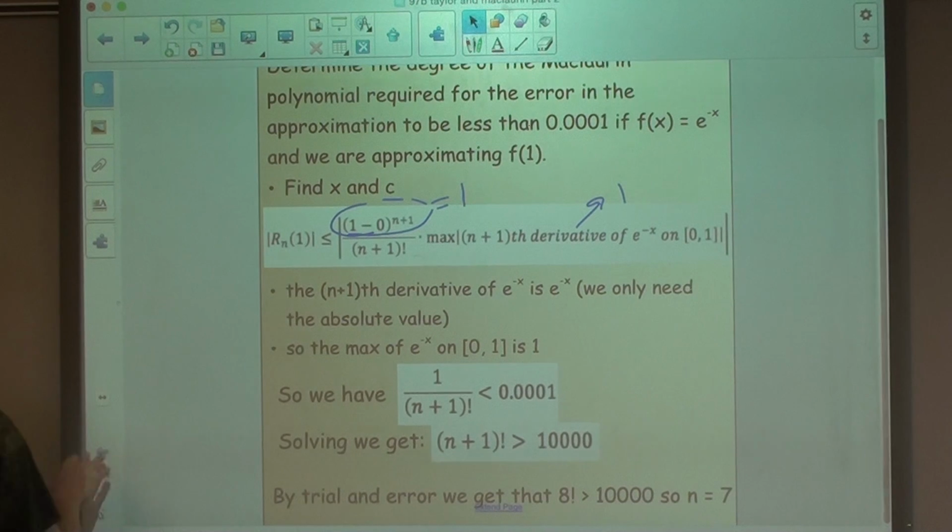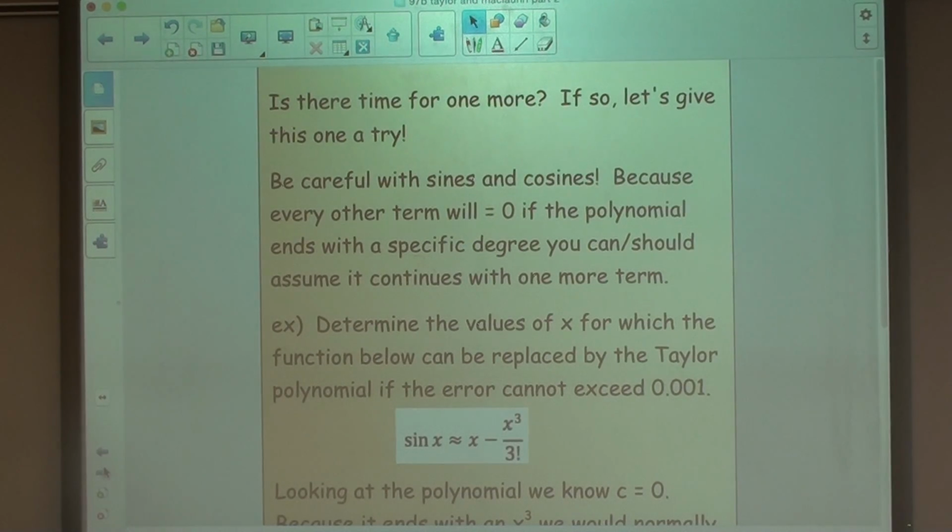Good. Okay, so if it was like 2. All right. Hey, is there time for one more? Oh, yes, there is. As a matter of fact, not just one. We've got 2 more. Here we go.